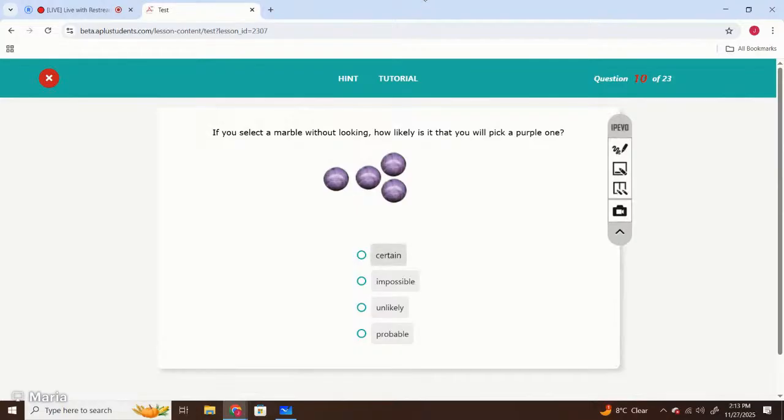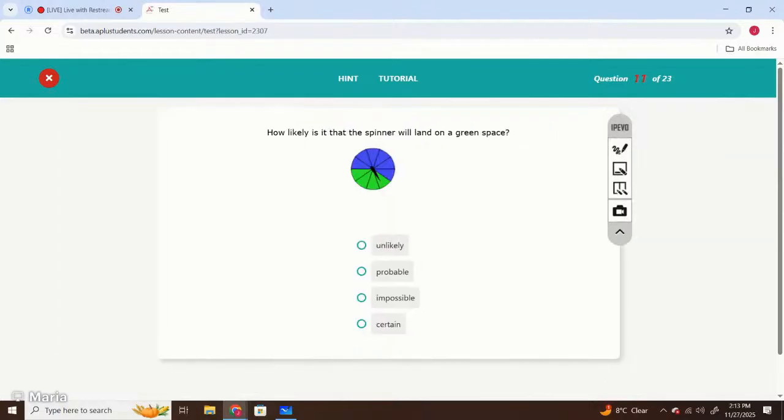Whenever you are going to select, you will select the purple one.